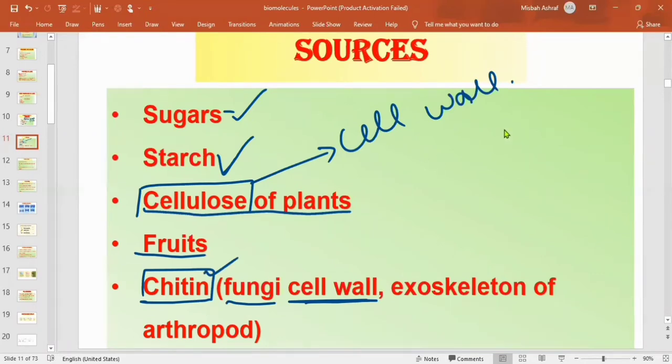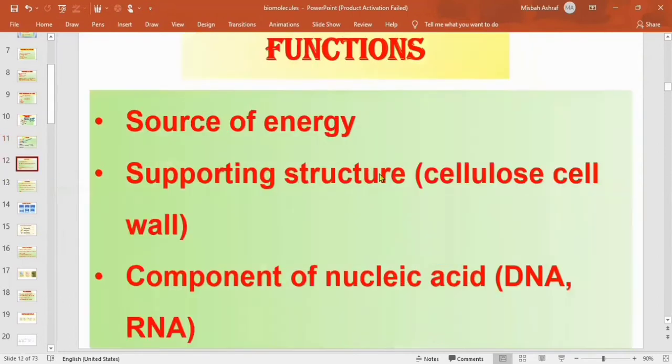Then it's also present in the arthropod. In arthropods, it's present in their exoskeleton. And when we were studying about the arthropoda, I told you they have the skeleton outside their body, which is known as the exoskeleton. And this exoskeleton is also deposited with the chitin. Chitin is again carbohydrate in nature. You will also find some other sources. There are many sources. These are some of the sources of the carbohydrates.